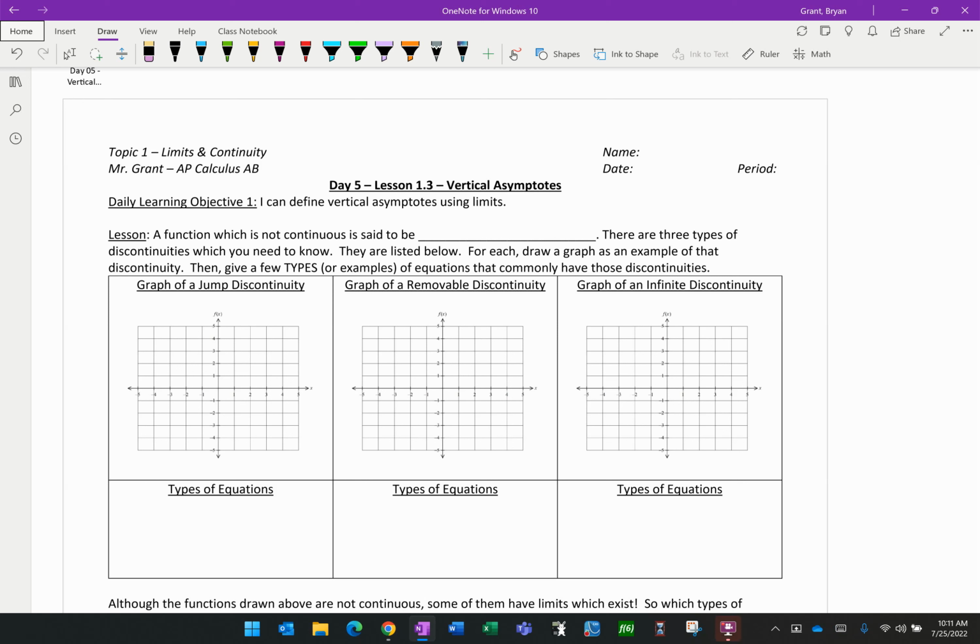Our focus for today is on vertical asymptotes. Now, you've seen vertical asymptotes starting in Algebra 2, and hopefully again in pre-calculus. So your question might be, why are we studying vertical asymptotes again? Well, since we're still in our limits and continuity unit, it should make sense that our daily learning objective is: I can define vertical asymptotes using limits. So let's jump into it.